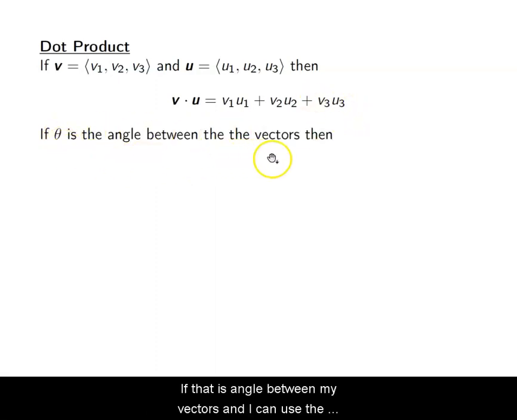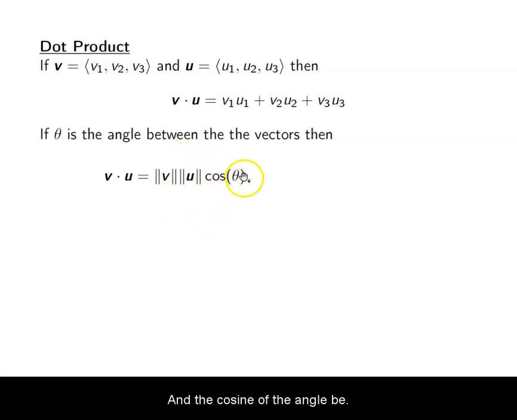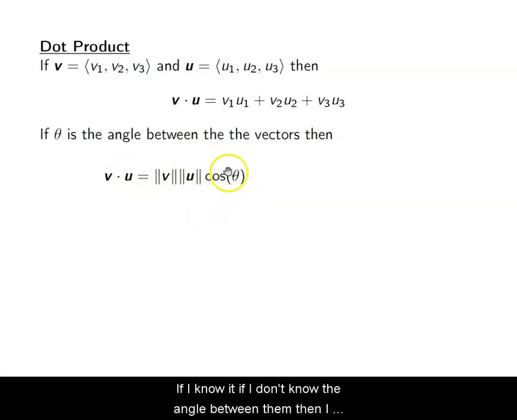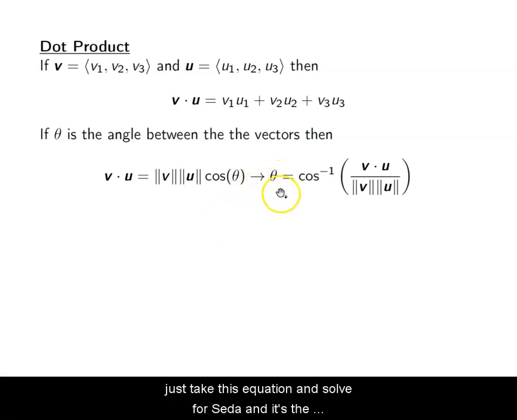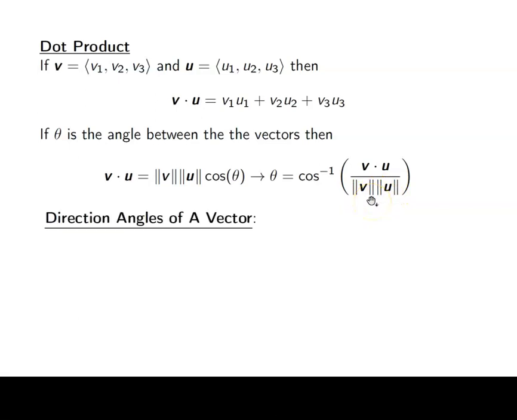If theta is the angle between my vectors, then I can use the geometric representation. I find the length of V, I find the length of U, and the cosine of the angle between them. If I don't know the angle between them, then I just take this equation and solve for theta, and it's the exact same equation. Theta is cosine inverse of the dot product over the product of the lengths.